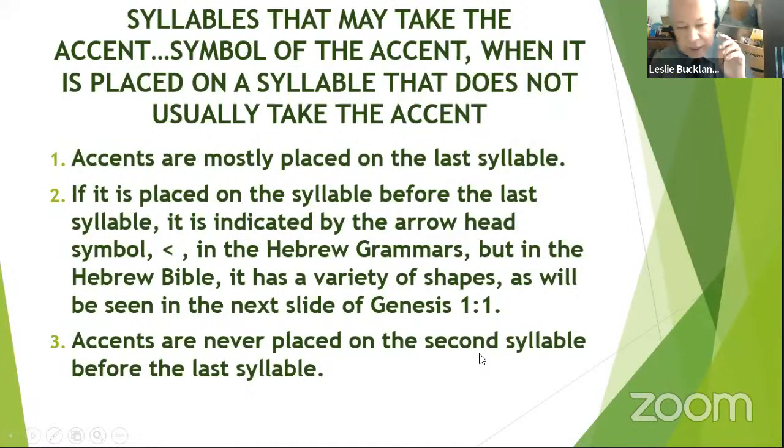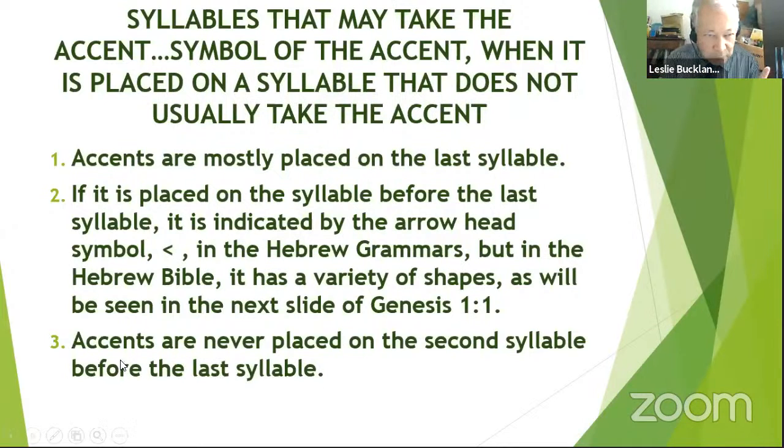Now, let me go to another situation. Let us say that the word only has 2 syllables in it, not 3, just 2 syllables. Then an accent can go on that first syllable. You know why? Because that syllable would be immediately before the last syllable. It would just be 1 syllable away from the last syllable.